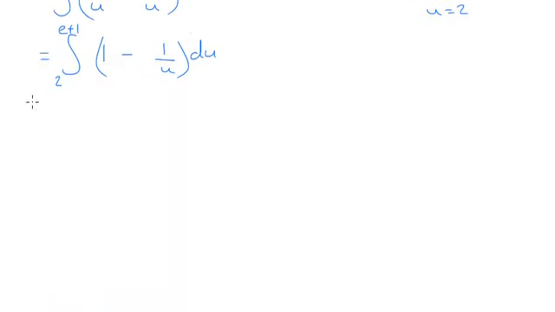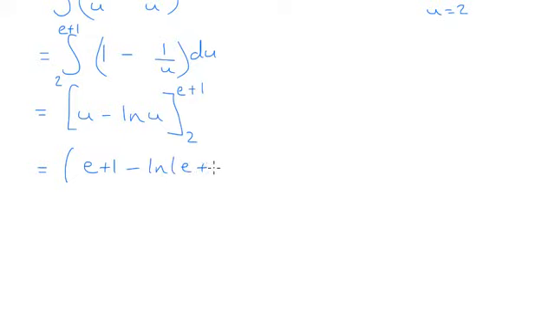So if we go ahead and integrate that now, we're going to get u minus ln u between e plus 1 and 2. I've not put mod signs around this because I've got positive numbers here. So if we now apply our limits, we're going to have e plus 1 minus ln of e plus 1 minus 2 minus ln of 2.